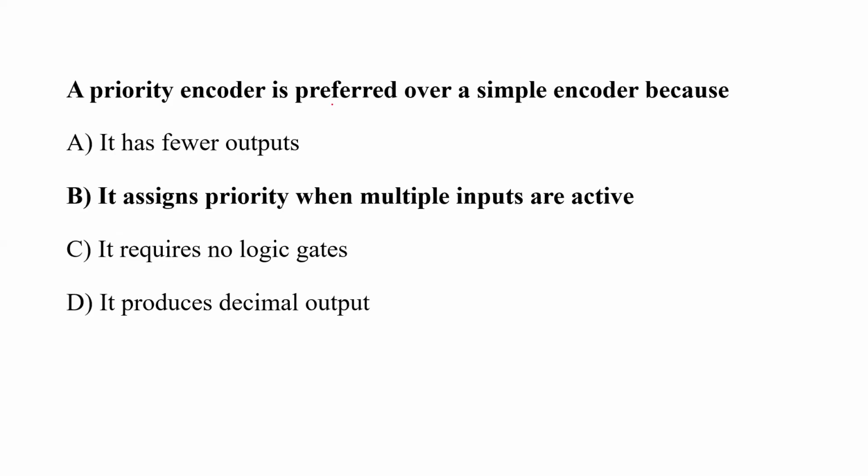And a priority encoder is preferred over a simple encoder because what? It assigns priority when multiple inputs are active. So we give the first chance to that one. This is the question they are asking. Priority means that when multiple inputs are waiting in the queue, we automatically give priority. This is the concept.